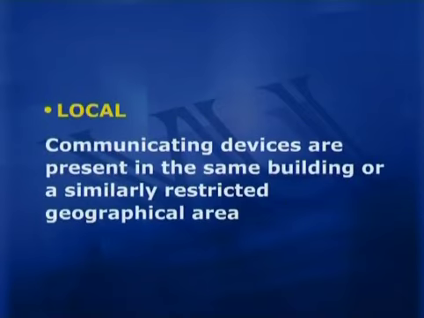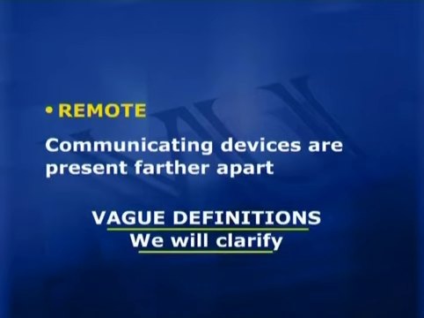If the two devices or the two computers are present in a limited geographical area, agar ye dono computers jo ki aapas mein communicate kar rahe hain, ye ek restricted se area mein, restricted si jagah pe maujood hon, so we will call that kind of communication to be local communication. On the other hand, if these two devices or the two computers are actually present in a far off place or in two distant places, then this type of communication is known as the remote communication.